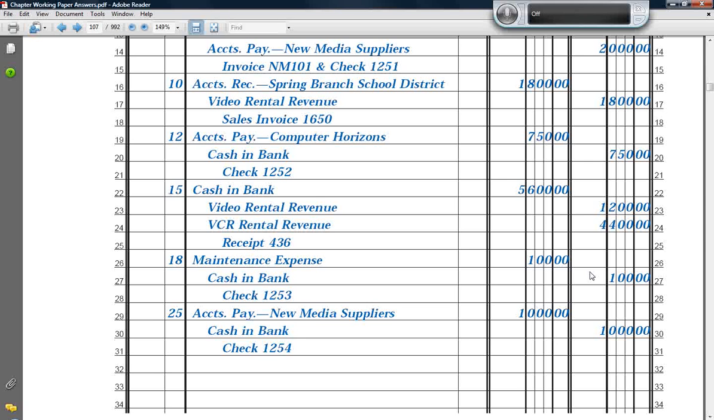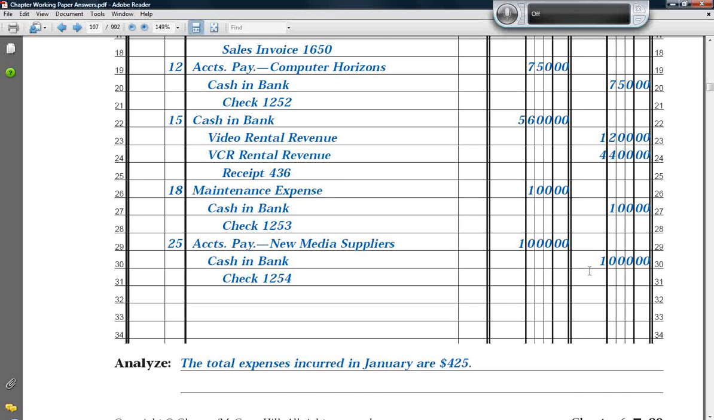And the transaction on the 25th, we made a $1,000 installment payment toward the amount owed to New Media Suppliers by issuing check 1254. We are making payment on account. To reduce what we owe, since accounts payable has a normal credit balance, we have to debit accounts payable for $1,000. Debiting accounts payable, New Media Suppliers, $1,000. I wrote a check. I'm decreasing cash and bank by $1,000. Crediting cash and bank, $1,000. Source document is check 1254.